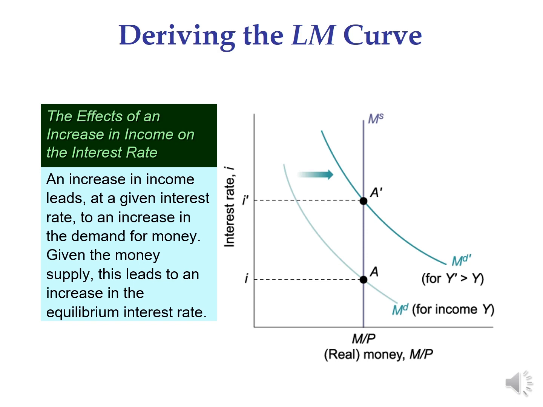So the vertical line is the money supply curve, and the MD is the money demand curve. So when there is an increase in income, it leads, at a given interest rate, to an increase in the demand for money. Given the money supply, this leads to an increase in the equilibrium interest rate. So the equilibrium interest rate shifts from i to i dash.